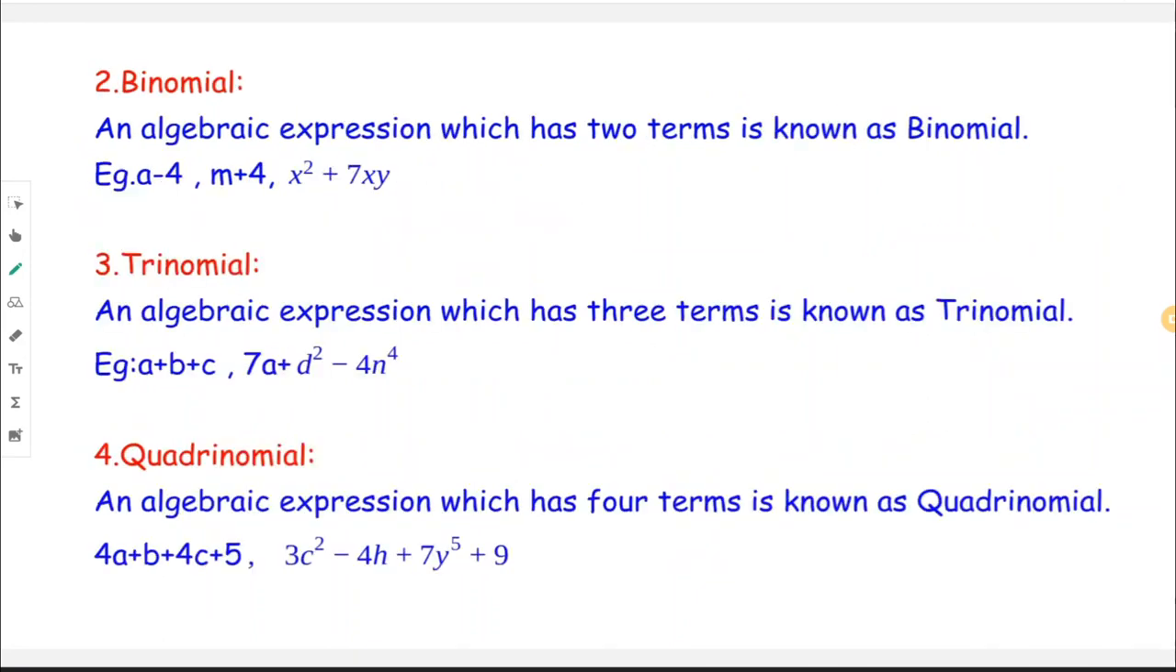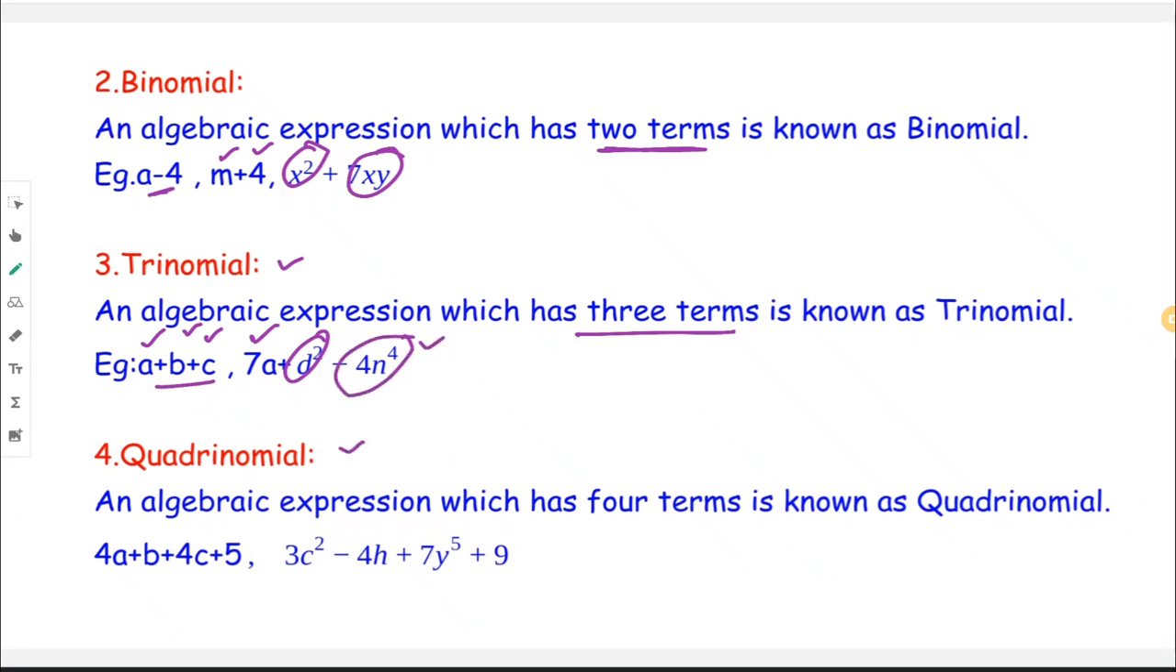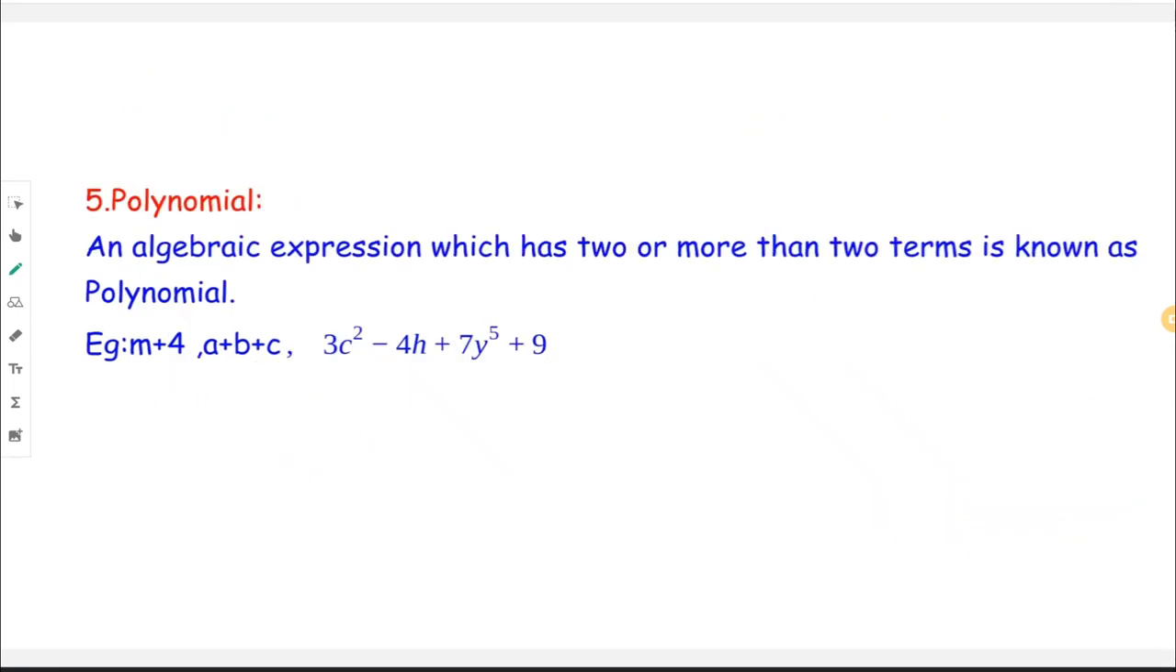Now let's go to the next. Binomial, an algebraic expression which has 2 terms. So remember, the first was 1, but now 2. Can you see a minus 4? 1, 2, right, 2. Now trinomial, it has 3 terms. So an example is a plus b plus c. 1, 2, and 3 terms. Clear? Quadrinomial has 4 terms. So you can see 1, 2, 3, and 4. Simple as that. Now let's come to the last, polynomial.